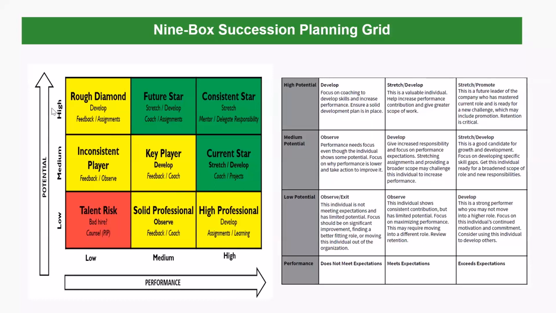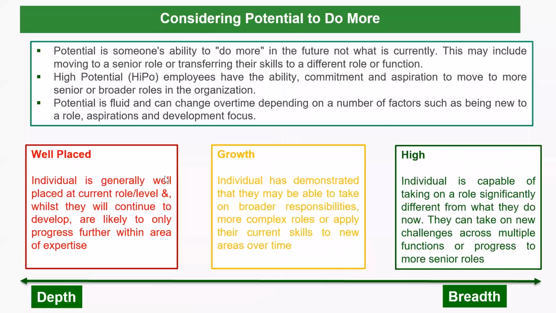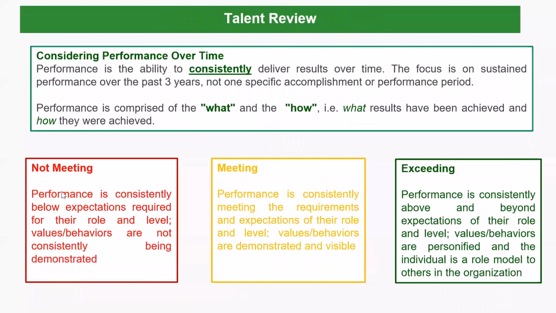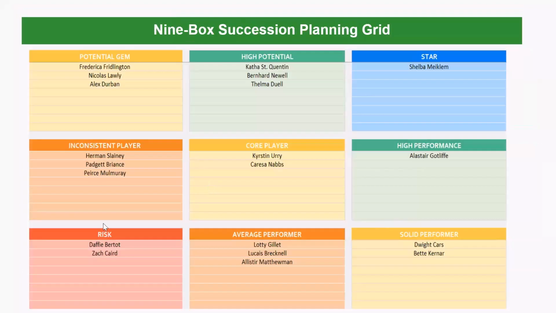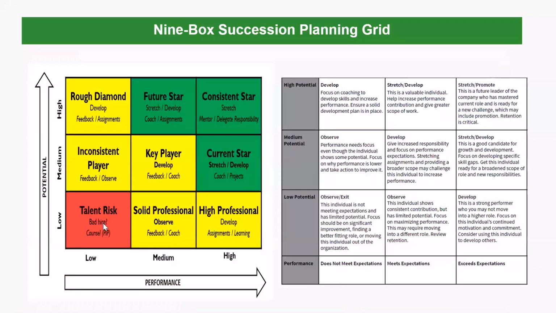The people here have high potential. The people here are medium potential. The people here are low potential. If you now marry the two together with their performance, this person is low on potential. And what does that mean? This person is not well placed and is not meeting targets, not meeting goals. The person is as good as gone in your organization. That's what it means: a talent risk. You don't want to spend your money on such a person.